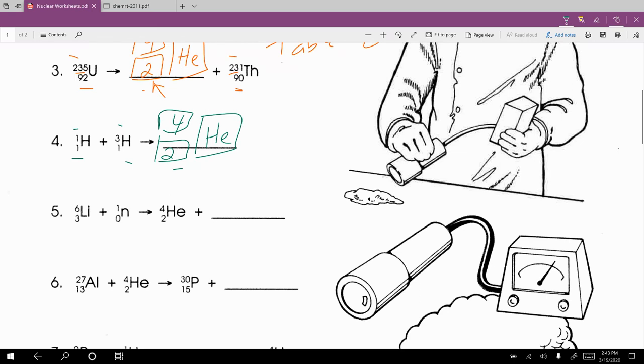And this is going to be an artificial transmutation. I'm not going to write the word transmutation. It's such a long word. Okay, so this is an artificial transmutation, and the reason I know this one's artificial is there's 2 reactants. This one up here is natural. There's only 1 reactant.